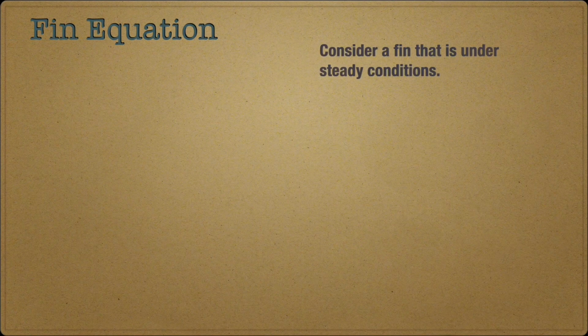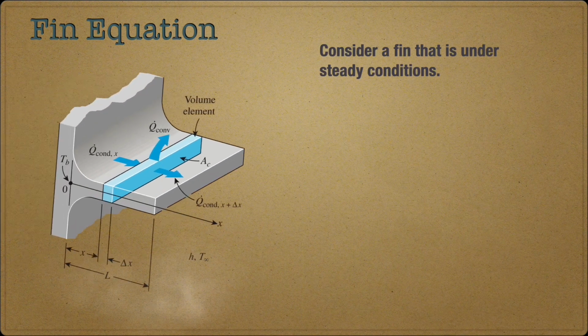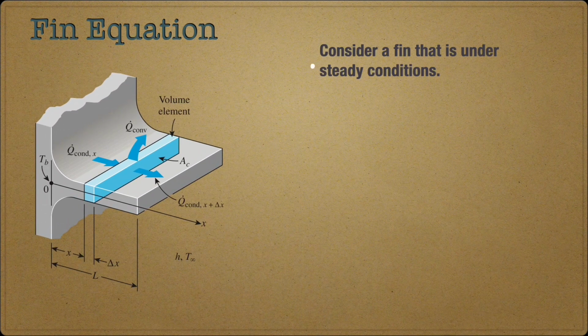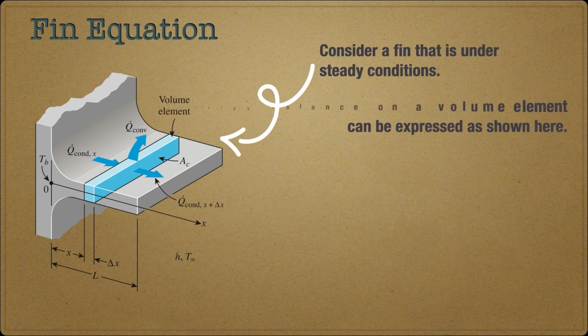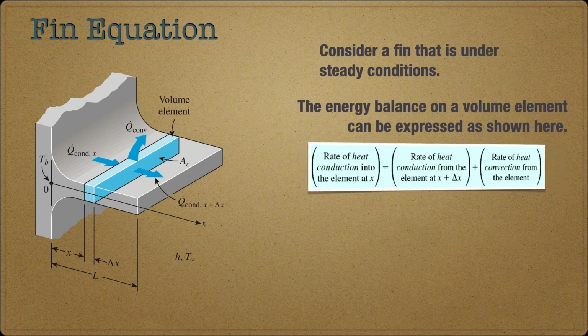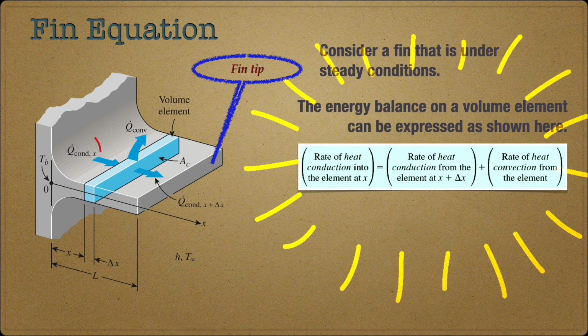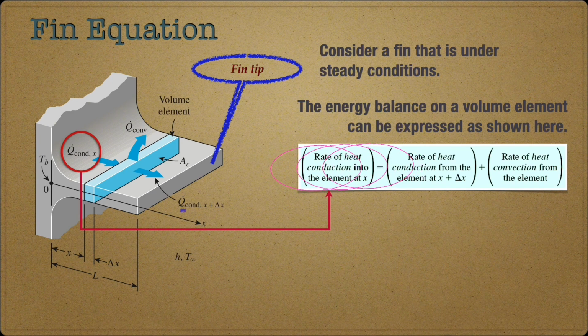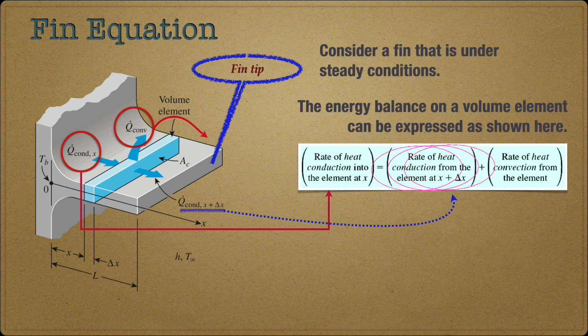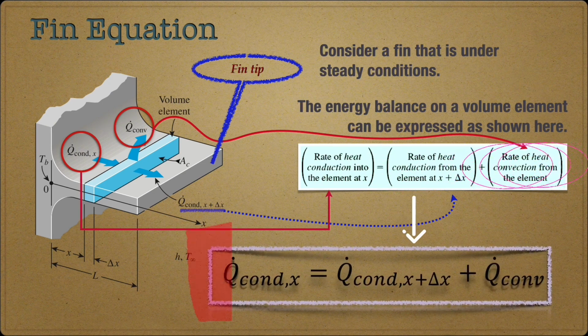Consider a volume element of a fin at location x having a length of delta x, a cross-sectional area of Ac, and a perimeter of p as illustrated. Under steady conditions, the energy balance on this volume element can be expressed as presented. In a symbolic form, it is expressed as the following.